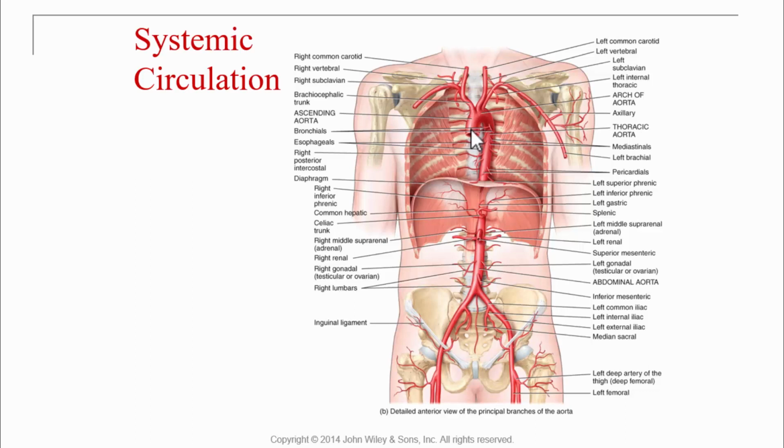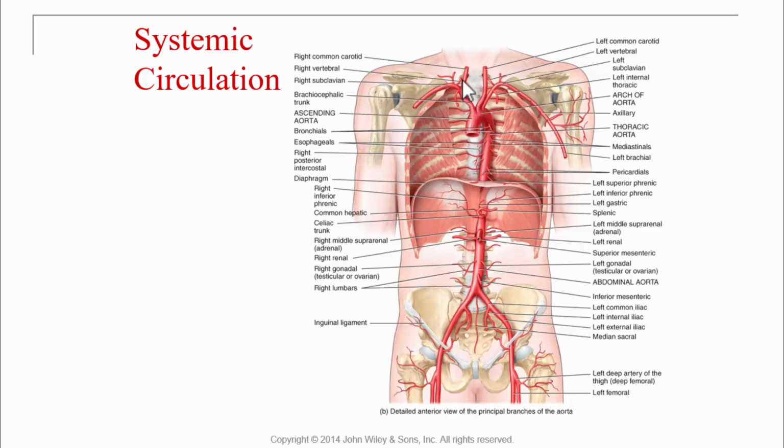Now going back up here, and it doesn't show it on here, but the first branches that come off of the ascending aorta are going to be the cardiac arteries, your coronary arteries, those going to the heart. So the right and left coronary artery come off the ascending aorta. And then we have our brachiocephalic trunk. Notice I don't say right or left brachiocephalic trunk, and that's because we only have one brachiocephalic trunk. It's also called the brachiocephalic artery.